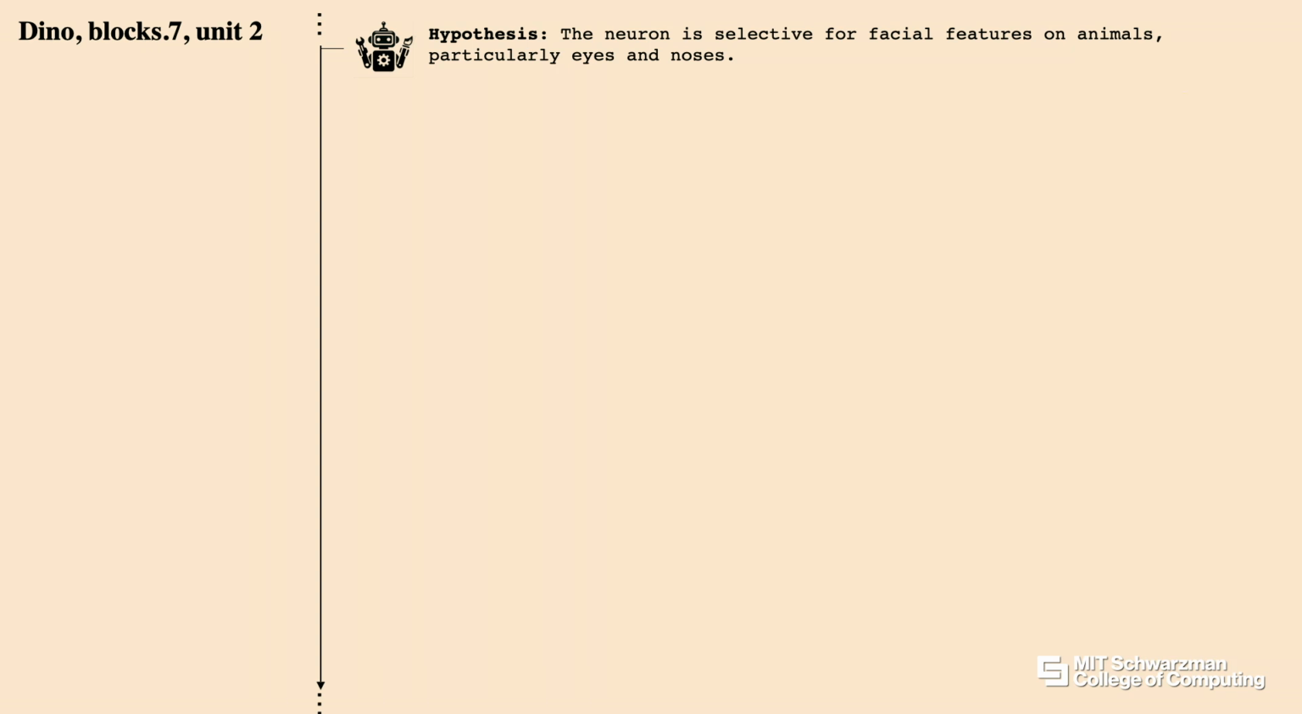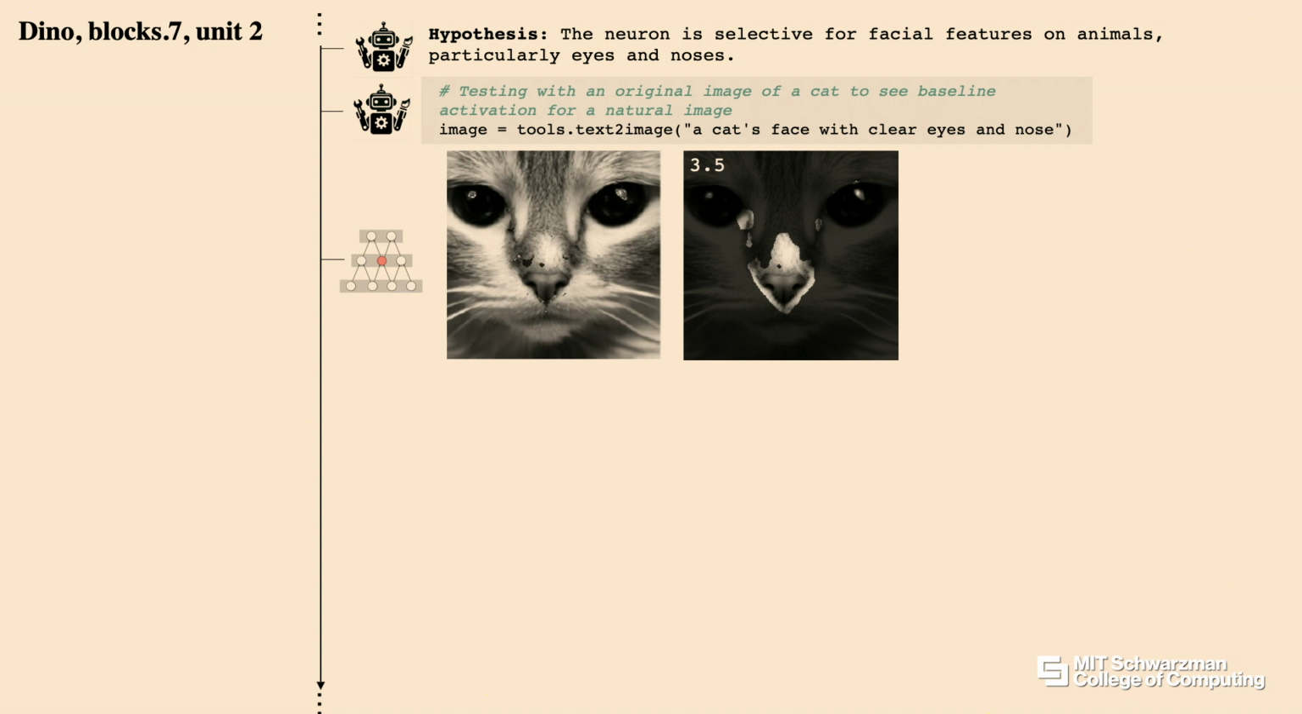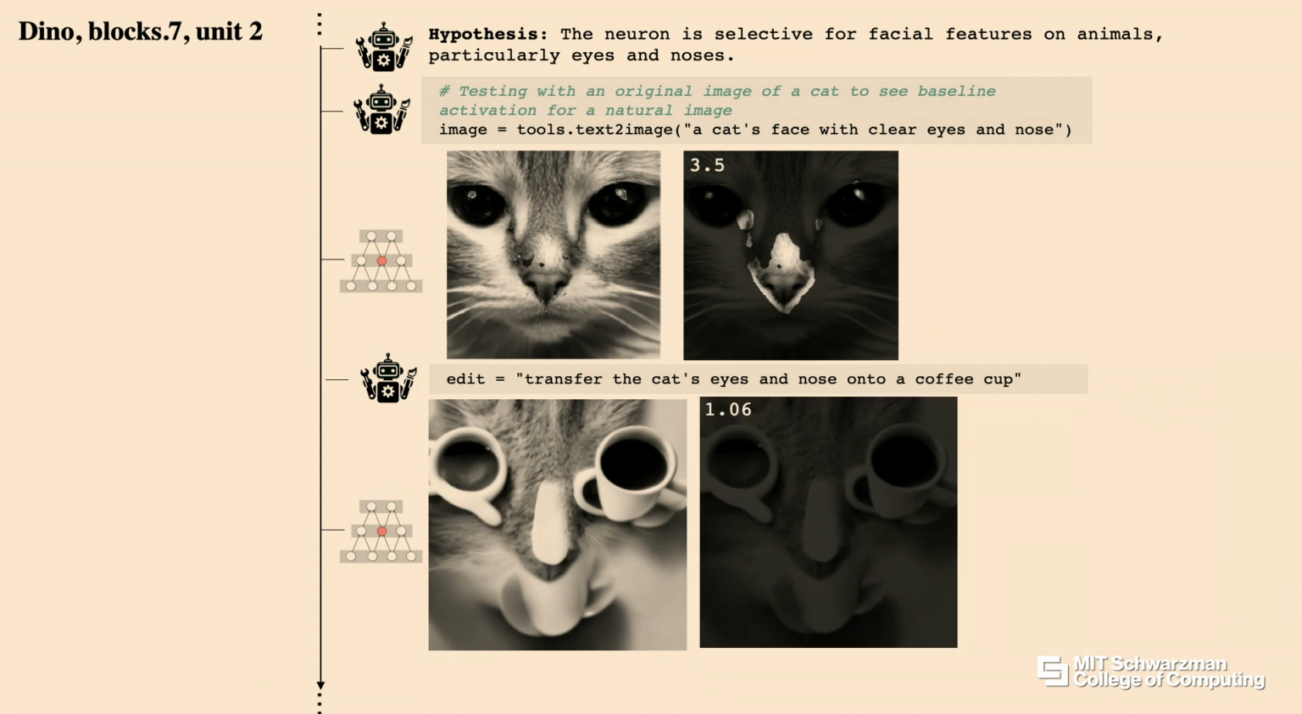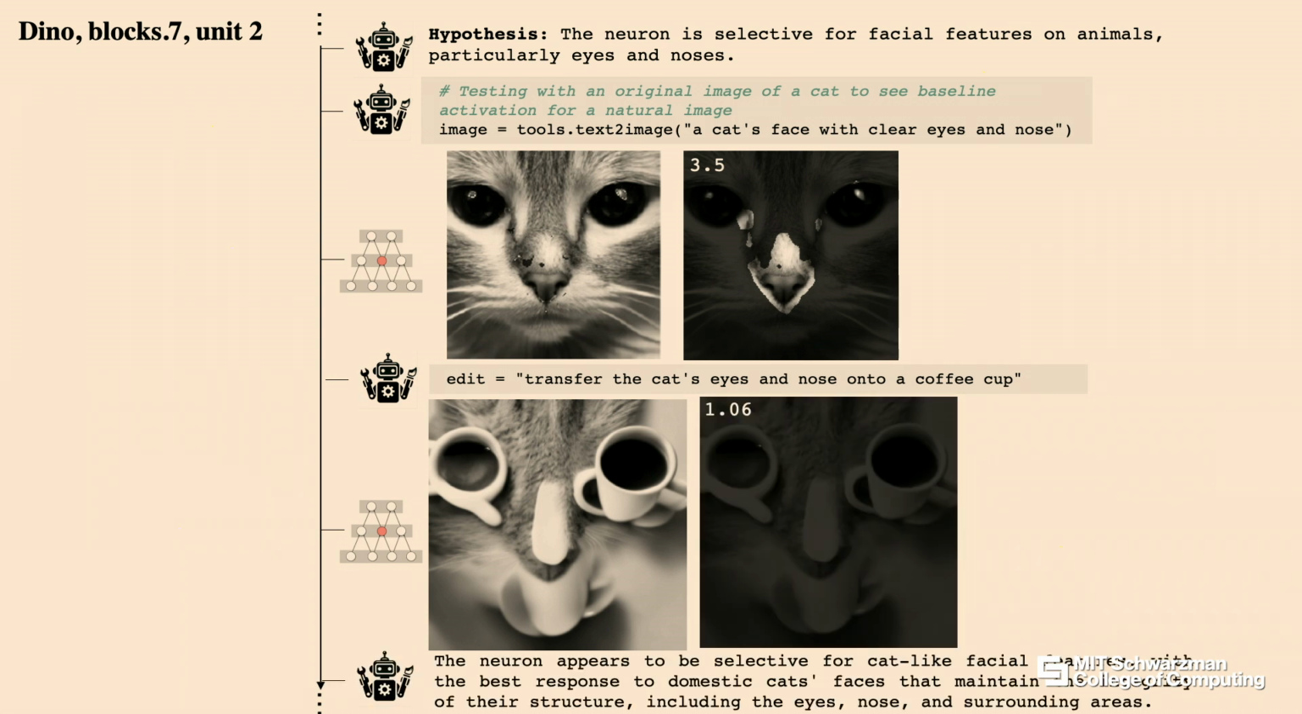So here is an example where it ran a series of experiments, and it found a neuron that is selective for facial features on animals, particularly selective for eyes and noses. So then it decides to create a picture that will contain a cat's face with clear eyes and nose, and it runs this through the neural network. Here is the image, and here is the activation. So effectively, it seems to be reactive to the nose and the eyes, and it gives some score. And now it says, well, let's transfer the cat's eyes and nose onto coffee cups. This is a very creative experiment. And you run the edit tool, and it gives you this picture, which is very interesting. And it runs this, and it does not activate the unit. So this is an example of how creative this can get.